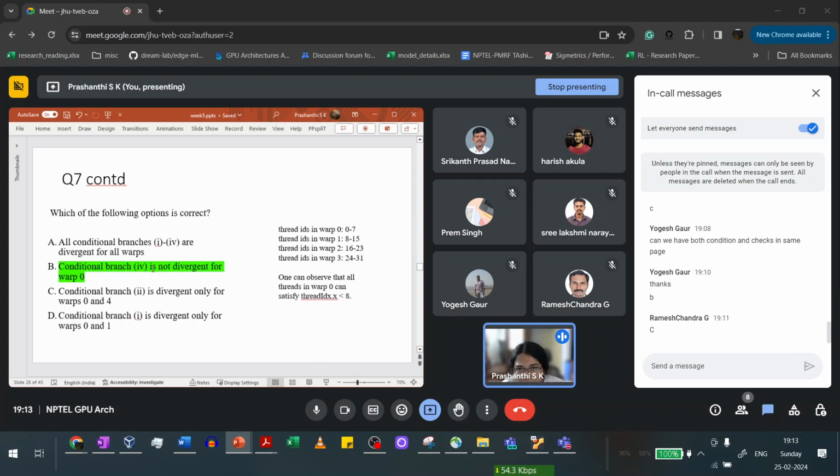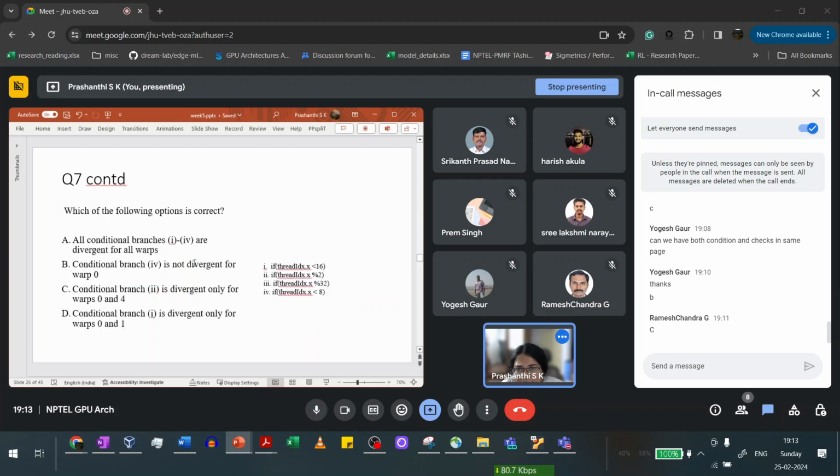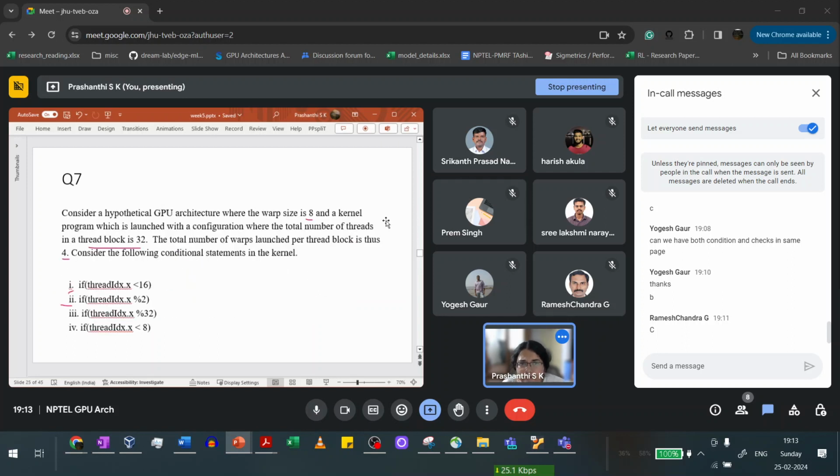Conditional branch 4 is not divergent for warp 0. So let's again think about why that is. Maybe one of the slides is repeated. But what you need from here is that the warp size is 8, and the number of threads in the thread block is 32. So your total number of warps is 4.